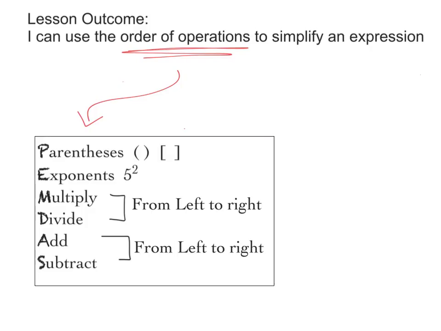A very important thing to remember when using the order of operations is that multiplying does not necessarily come before dividing. These two operations are done at the same time from left to right. So whatever comes first on the left-hand side with multiply and divide, you do that first. The same thing happens with adding and subtracting. Again, you don't always add before you subtract. It just depends on which comes first from left to right.